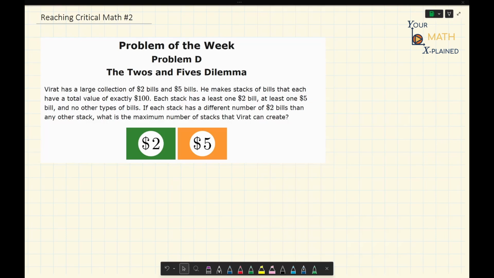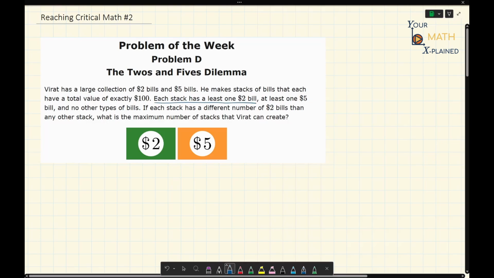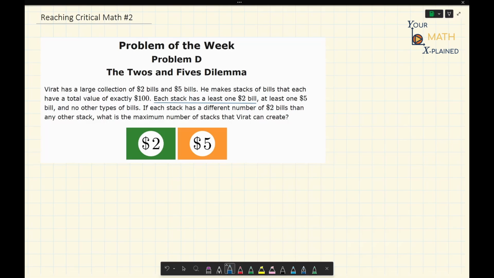Otherwise, let's jump in. In this problem, we need to figure out how many different stacks we can make with exactly $100. And we can only do this with $2 bills and $5 bills. What we're being told is that each stack has to have at least one $2 bill. So we should start thinking about how to plan around that, because one $2 bill is not good enough. There's no other way to make up the 98.